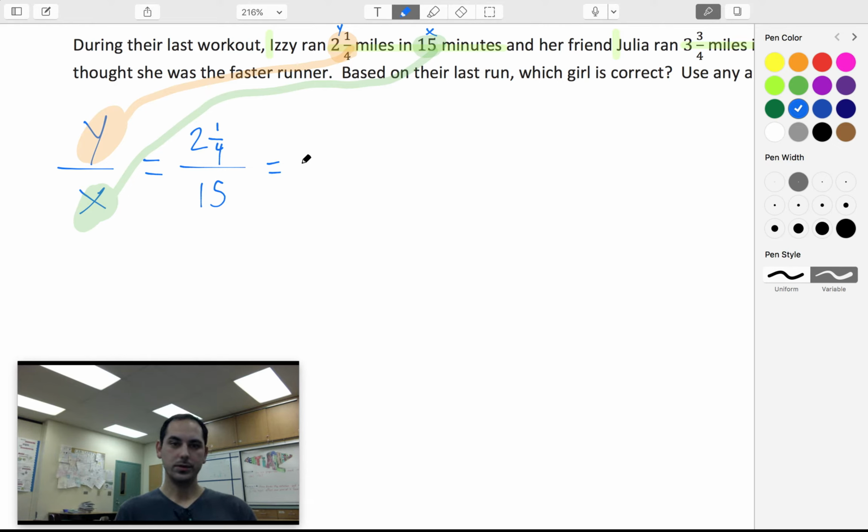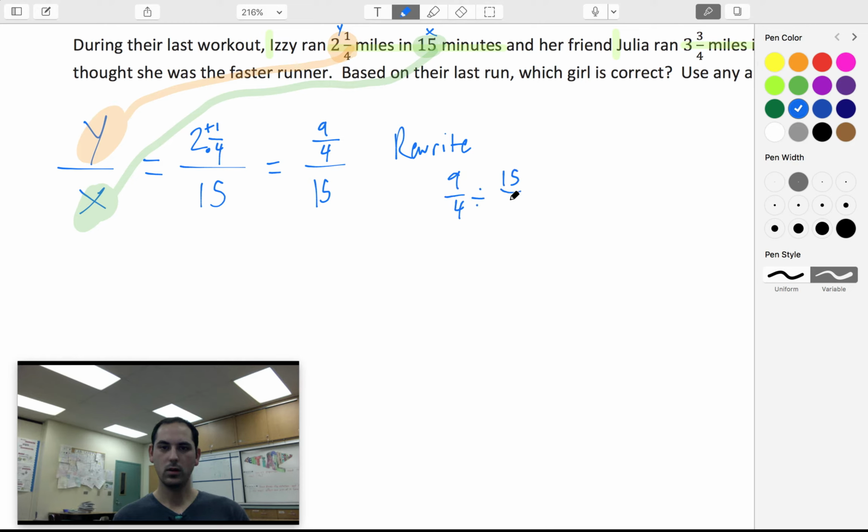This is now equal to, well, this makes it hard since it's a mixed fraction. So we want to change that to where we actually have this as an improper fraction. So we're going to multiply 4 times 2 and add the 1. And this gives you 8 plus 1 is 9. 9 over 4 over 15. Now, check your answer. 4 goes into 9 2 times and 1/4 left over. Yep, so we did that right. And now we're going to rewrite. So let's rewrite, and we're going to say 9 over 4 divided by 15 over 1.